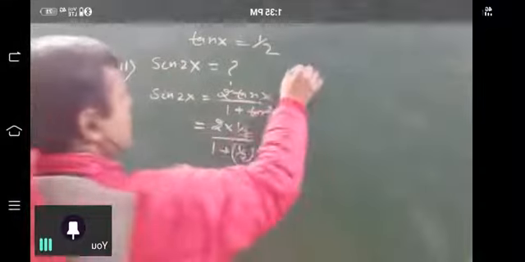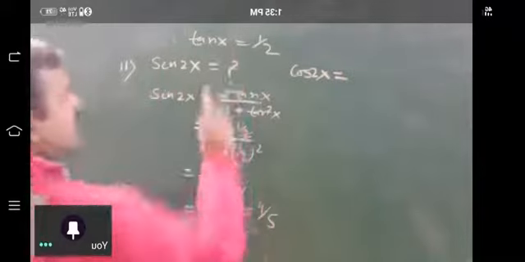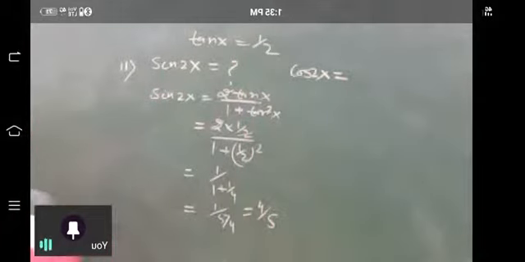Similarly, it is also asking cos 2x if tan x is given.